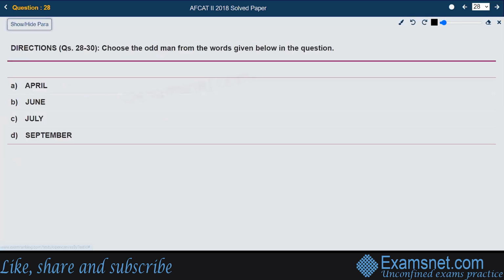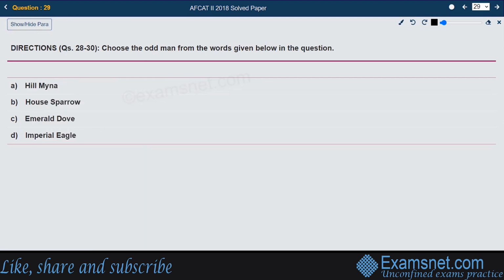Now look at this. We have to find the odd man out, the odd word out that is not fitting into the right connection. These words are given: April, June, July, and September. April has 30 days, June has also 30 days, July has 31, and September again has 30. So the odd one becomes July because it contains 31 days, not the other ones.